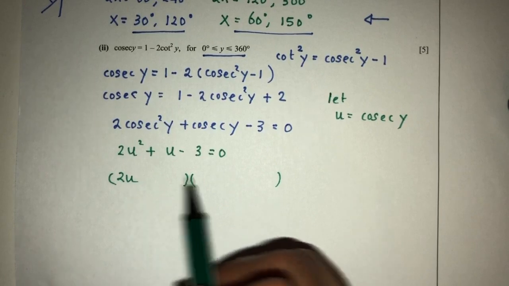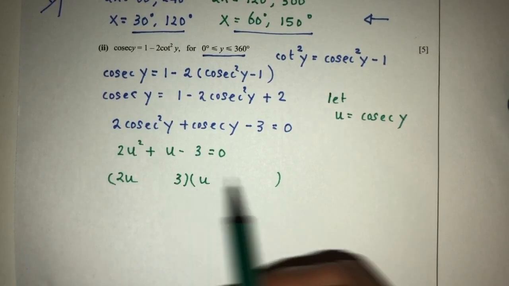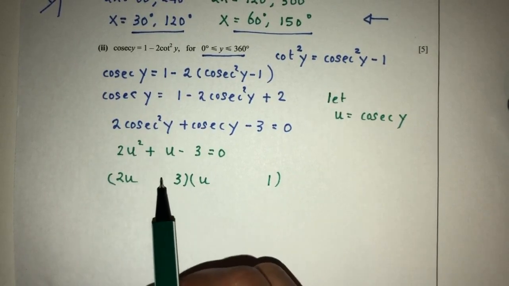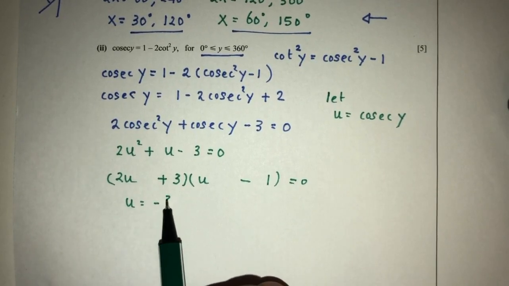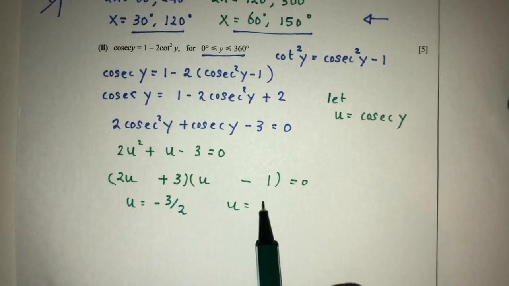Now we can just factorize. That will be 2u and u. 3 is 3 times 1. To get plus 1, we have to have plus 3 minus 1. So u will be minus 3 over 2, or u will be 1.